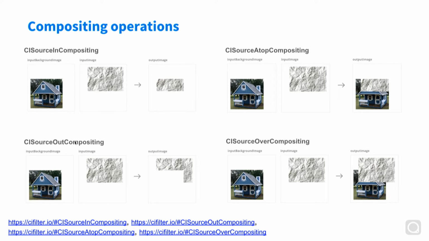CISourceOut compositing is a similar thing, but it's actually a NAND gate, like not AND. We have CISourceAtop compositing, which pastes the input image over the background image, but only in the input background image's frame. And then SourceOver compositing just puts one on top of the other. This is very useful for when you want to make a background image and put another image over it. Use CISourceOver compositing for that. And I put links to documentation here.